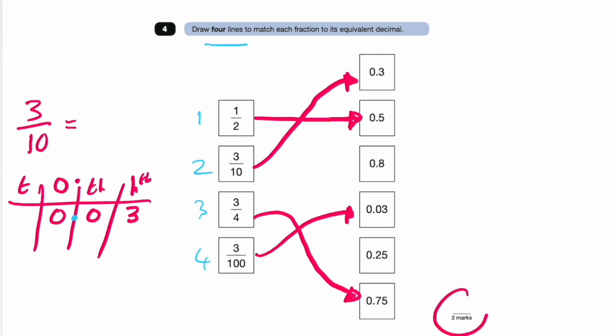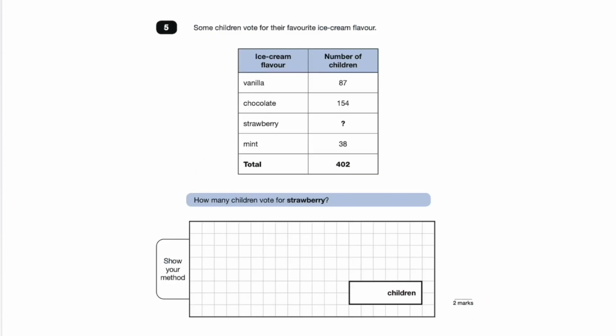And this question was worth 2 marks. Question 5. Some children vote for their favourite ice cream flavour. And we have the ice cream flavours here: vanilla, chocolate, strawberry, mint. Mint would definitely be my favourite. And then we have the number of children that voted.